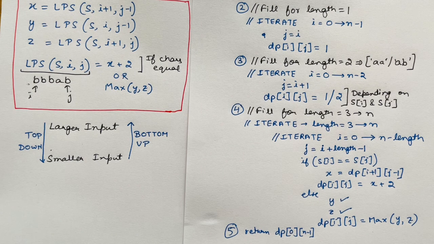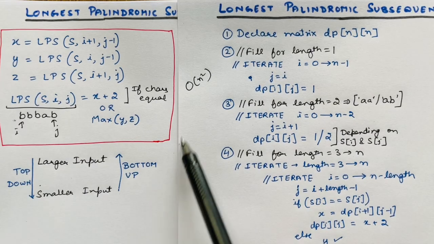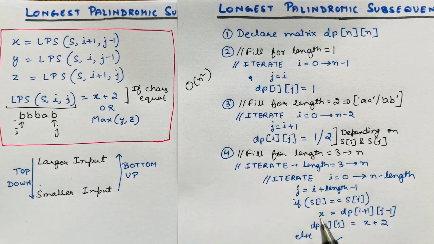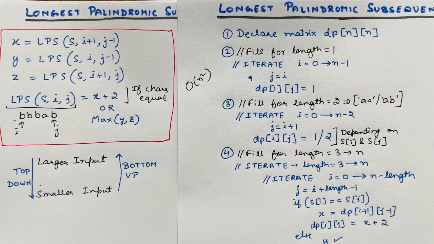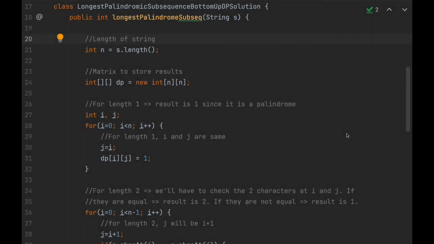What will be the time complexity of this solution? The time complexity will be big O of n square because of two nested loops, and the same will be the space complexity, big O of n square. Let us now go through the code for the same algorithm that we just discussed. You can also find the link to this code in the description.